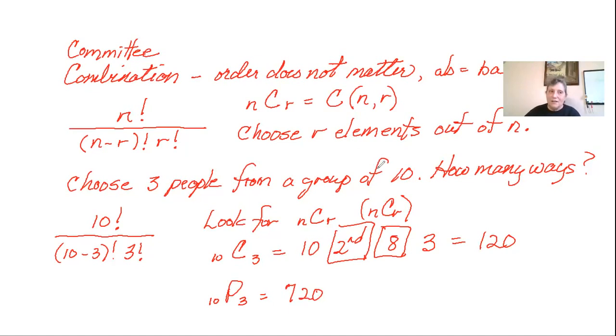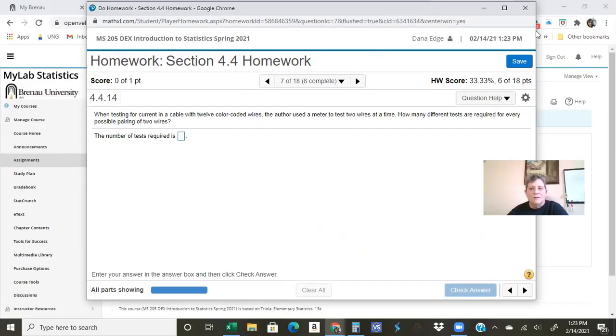Now, if you absolutely can't find this on your calculator, or if you've only got a calculator that does nothing but add, subtract, multiply, and divide, let's see how you would actually do this in StatCrunch. For instance, on this problem, when testing for a current in a cable with 12 color-coded wires, the author used a meter to test 2 wires at a time. How many different tests are required for every possible pairing of 2 wires? This is asking us, how many ways can you choose 2 at a time out of 12 possibilities?